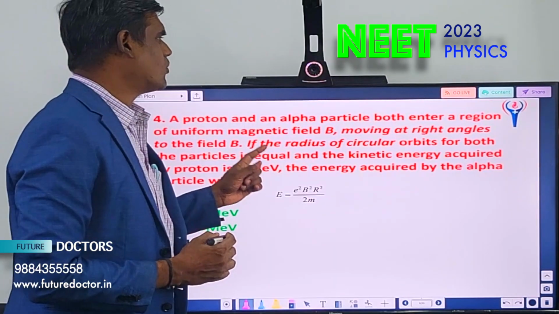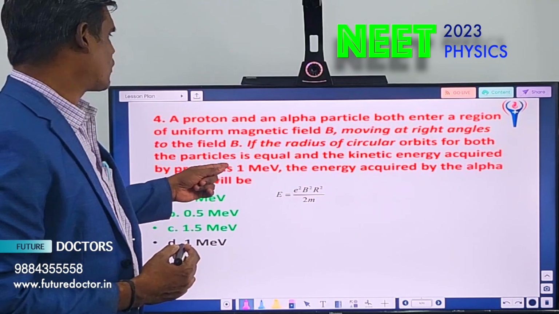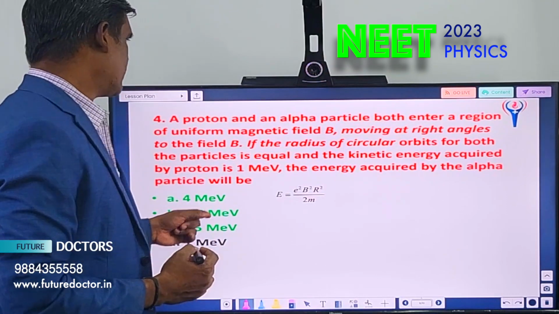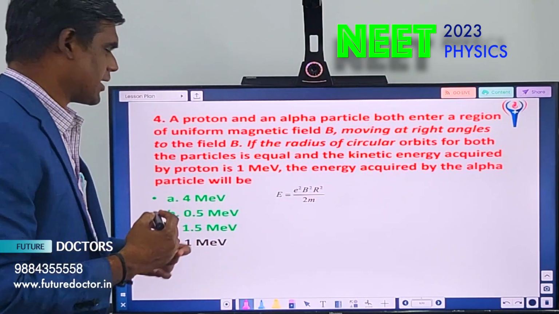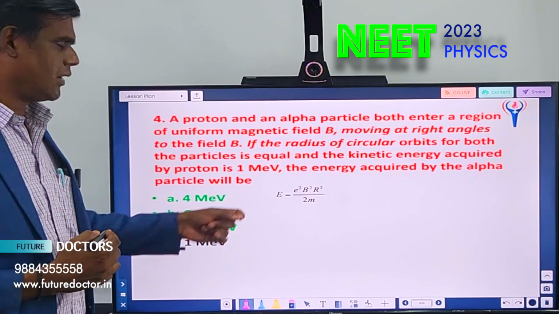A proton and an alpha particle both enter a region of uniform magnetic field B, moving at right angles to the field B. The radius of the circular orbit for both the particles is equal, and the kinetic energy acquired by the proton is 1 MeV. Then the energy acquired by the alpha particle will be dash. The formula is E equal to e square B square R square by 2M. It's a simplified final formula.